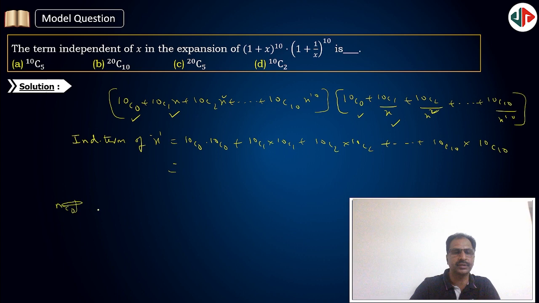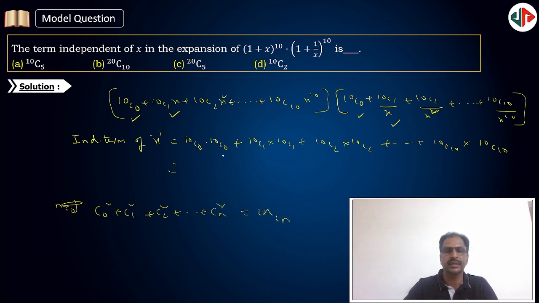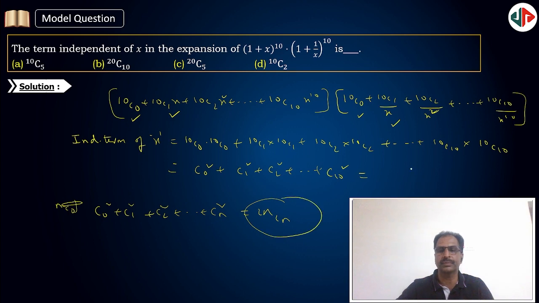And we have a formula like this: C0 square plus C1 square plus C2 square plus so on Cn square is 2n Cn. NC0 into 10C0 means C0 square. Here C1 square, C2 square, C10 square. Here n is 10. So use this formula 2n Cn and put n is equal to 10. So 20 C10 is the answer. Option B.